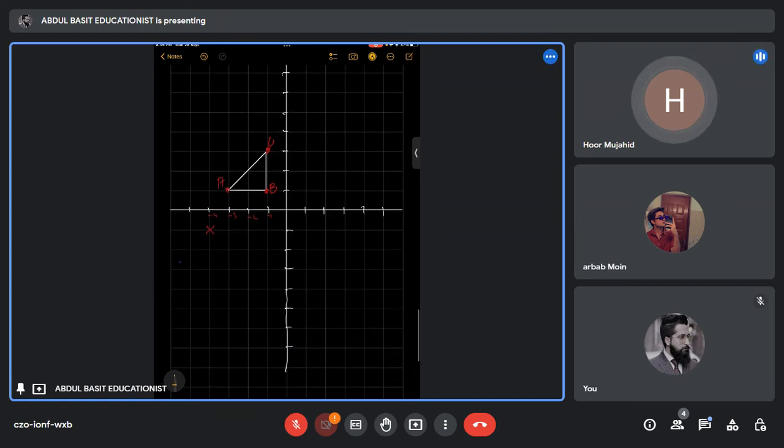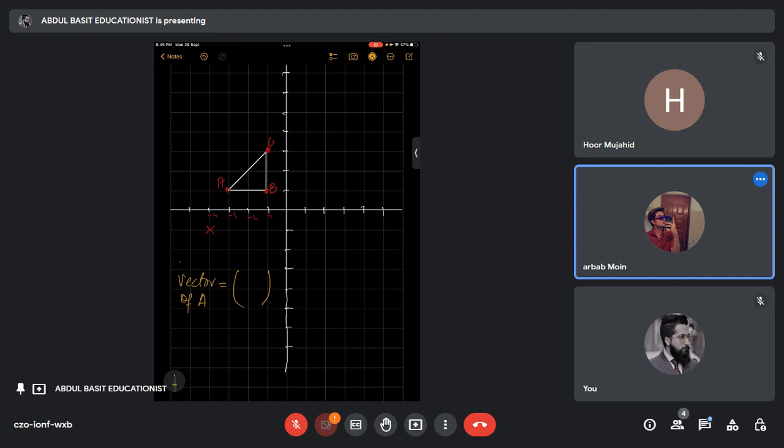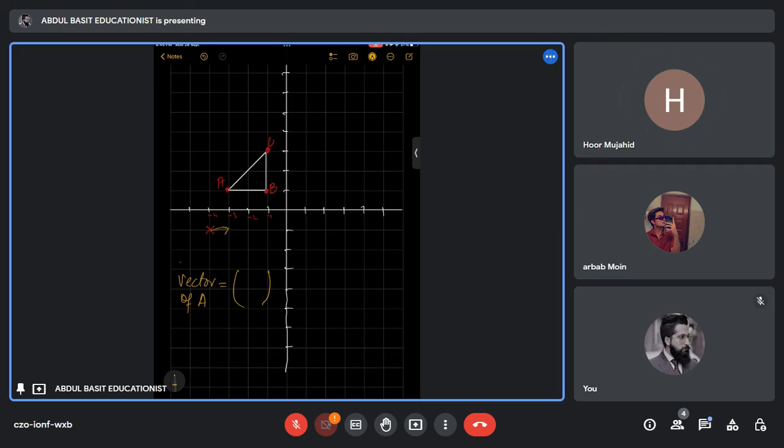Okay sir. Vector of A. What is vector of A? Start your car and go to A and tell me how much up or how much right. So it's 1 towards right. I'm doing one, and the rest of you will do it yourselves and tell me one by one. 1 towards right and 2 up. So 1 towards right and 2 up.